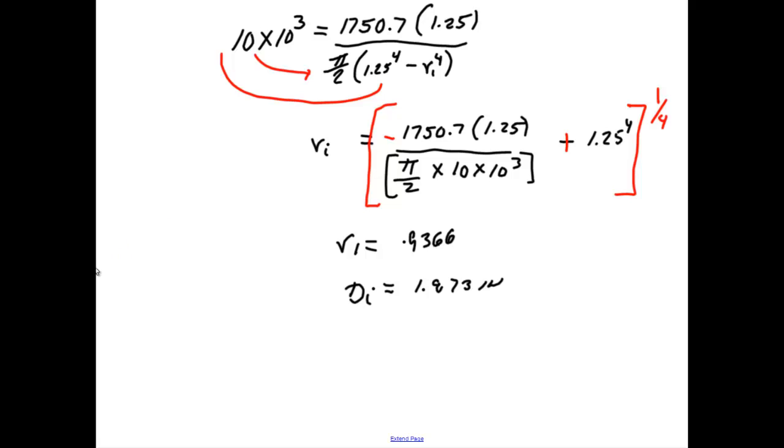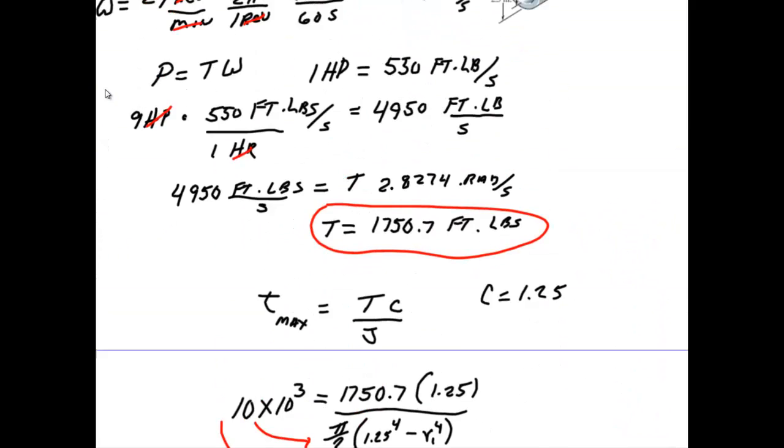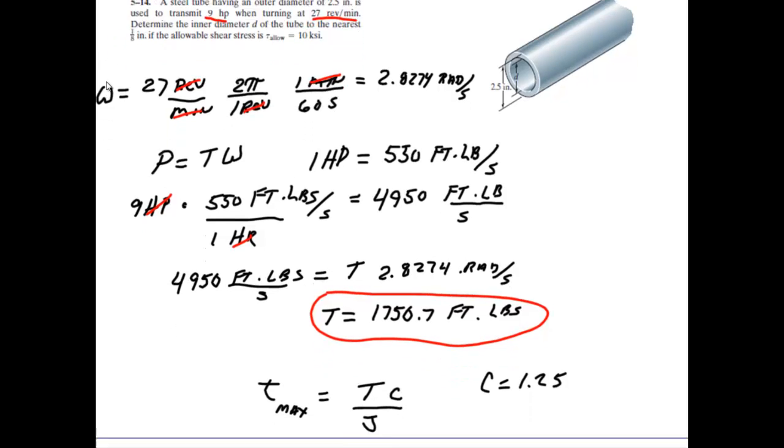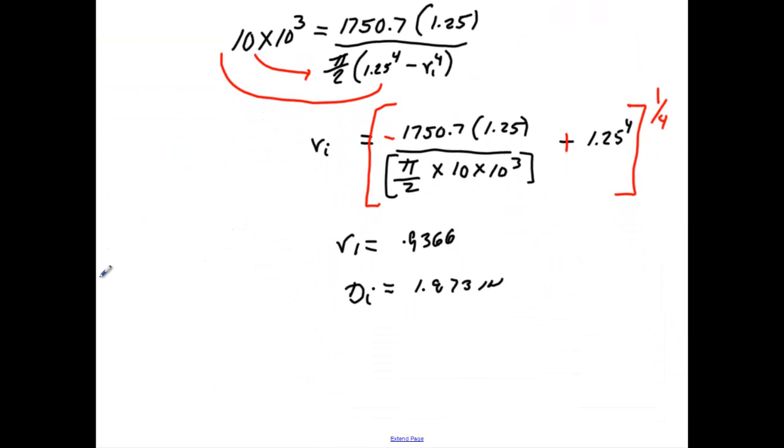Let's see what it said actually. Determine the inner diameter of the tube to the nearest 1/8. Okay, so we do not want to round up, we want to round down. So di in this case would equal 1.75 inches. Okay, so that problem wasn't too bad at all. Hope that helps.